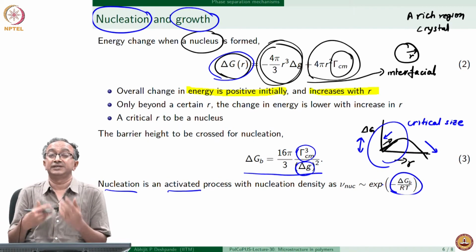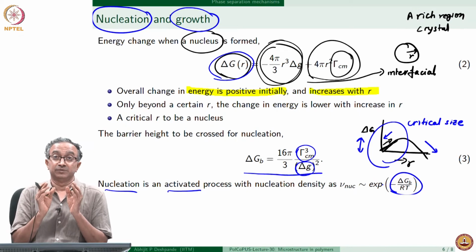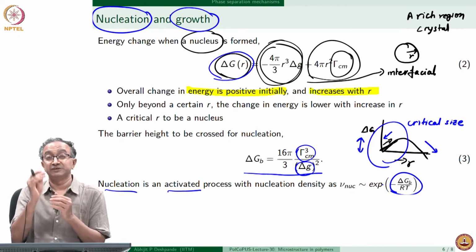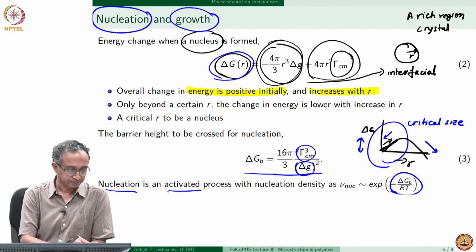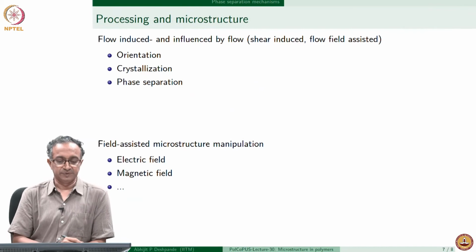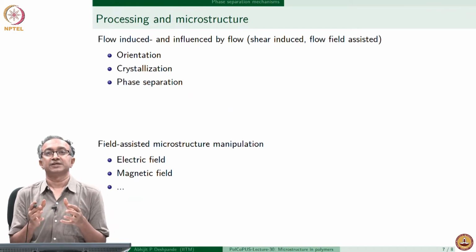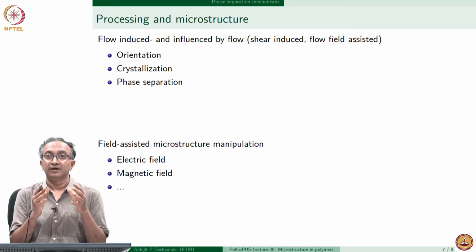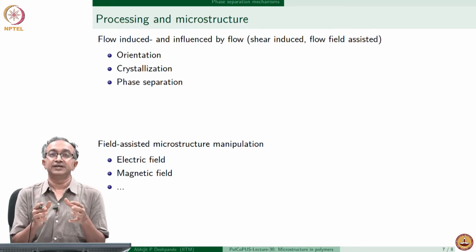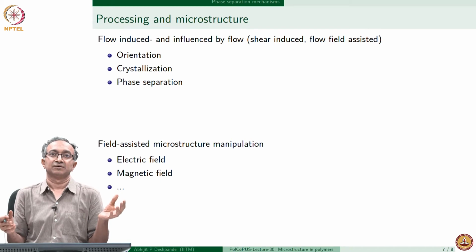If thermal energy is more, in terms of the difference between the transition temperature and wherever you are, then there will be a higher degree of nucleation. The other phase separation mechanism, spinodal decomposition, as I mentioned, is less prevalent, and it leads to generally co-continuous structures.